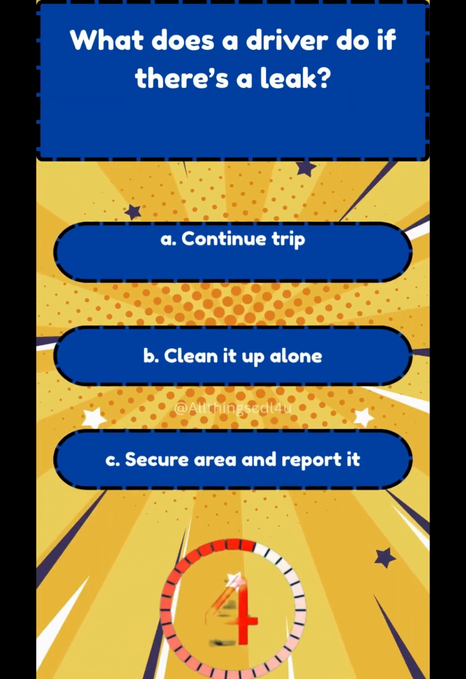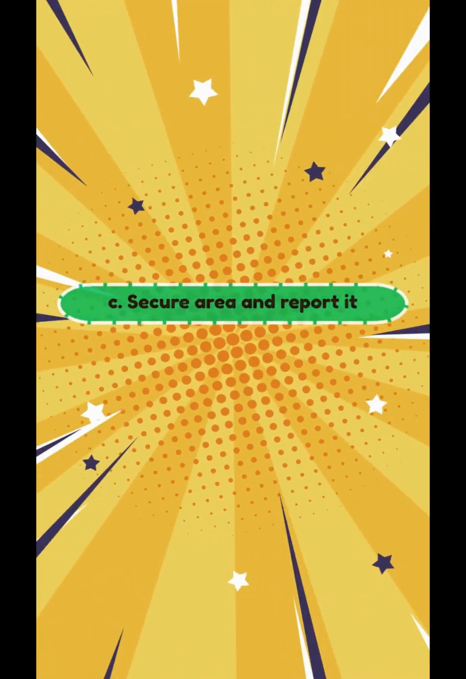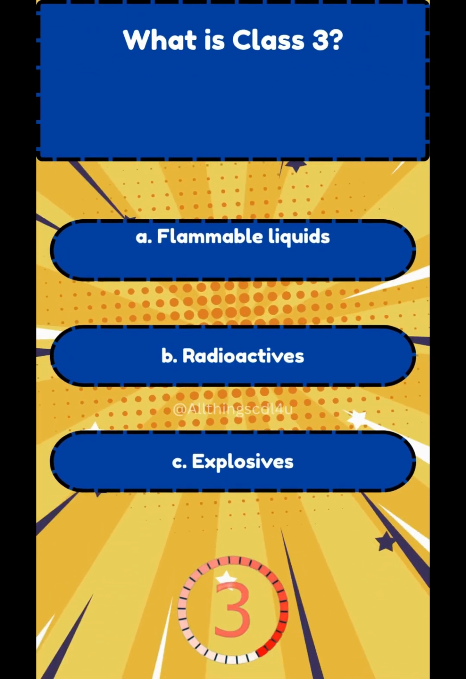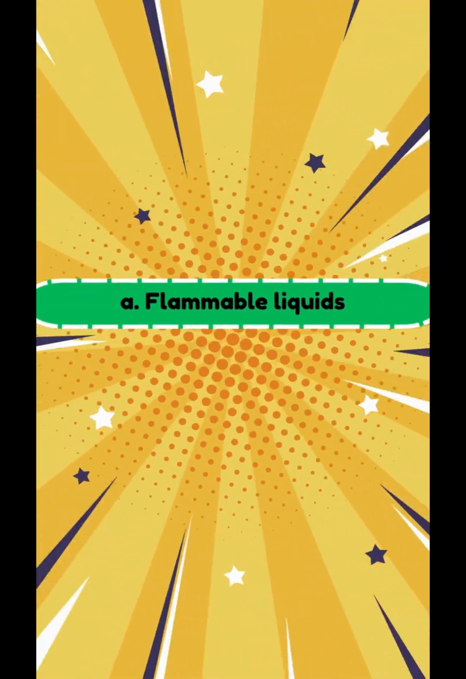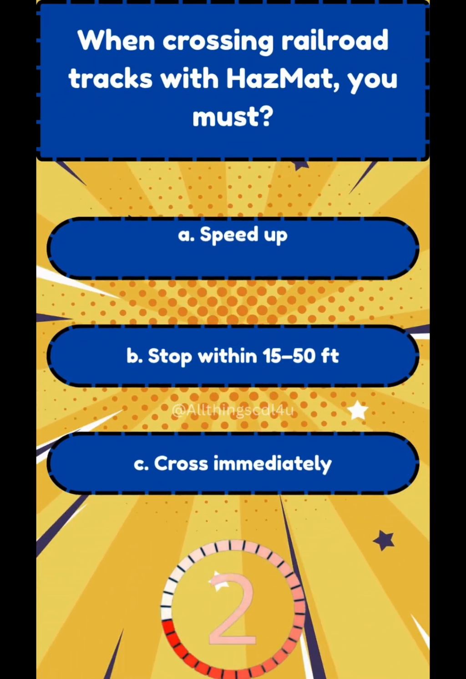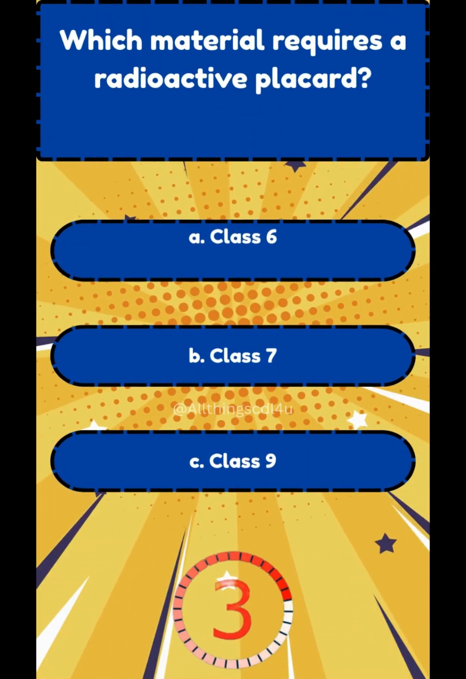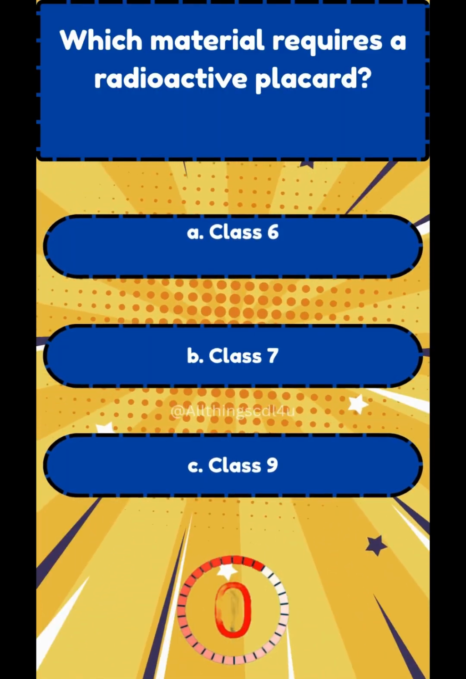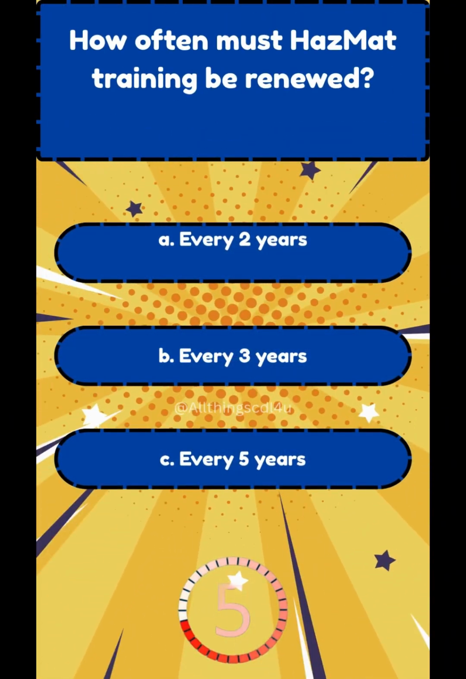What does a driver do if there's a leak? What is Class 3? When crossing railroad tracks with hazmat, you must: Which material requires a radioactive placard? How often must hazmat training be renewed?